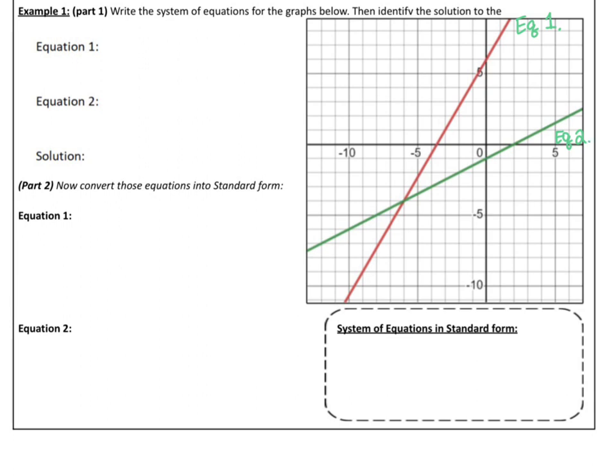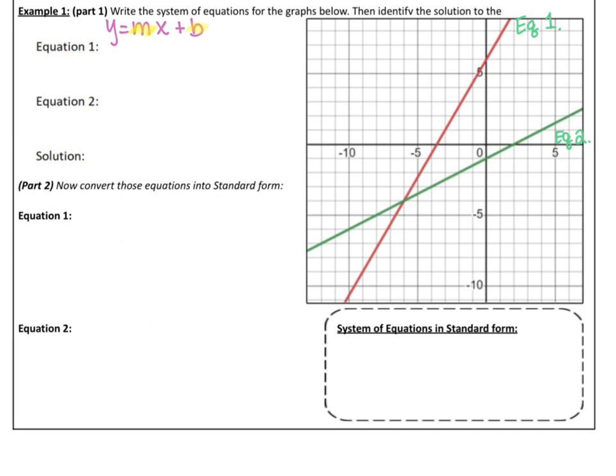writing the equations down. So, again, to write an equation, we need an m and a b. All right, we're looking for the slope and the y-intercept. So let's do that for the first line, that line in red.